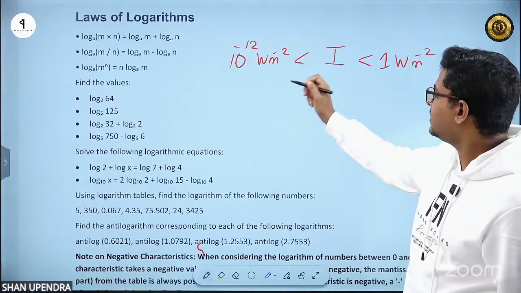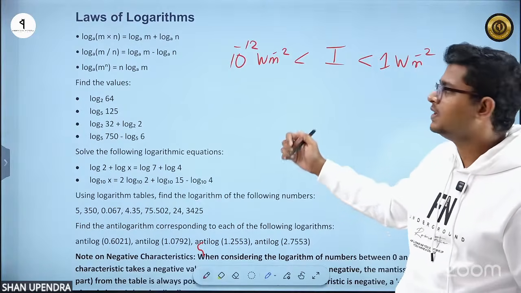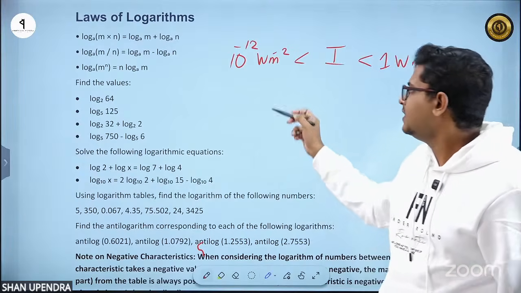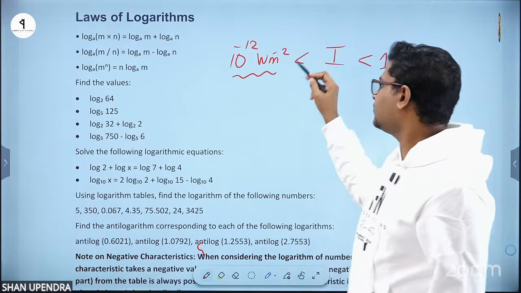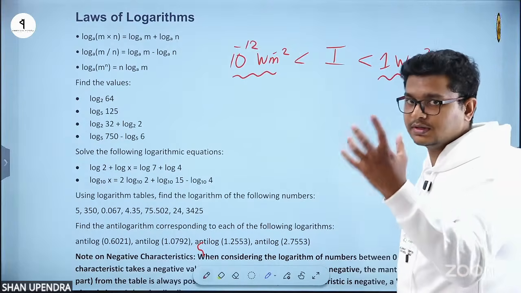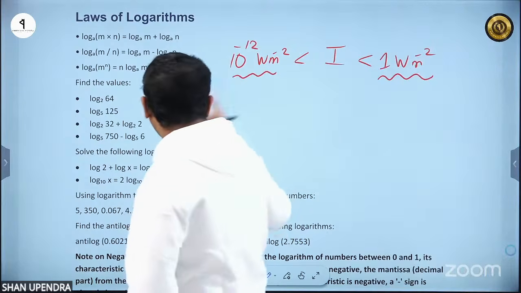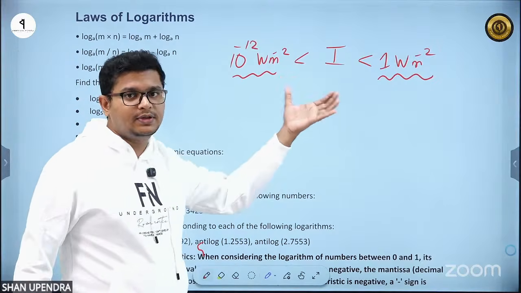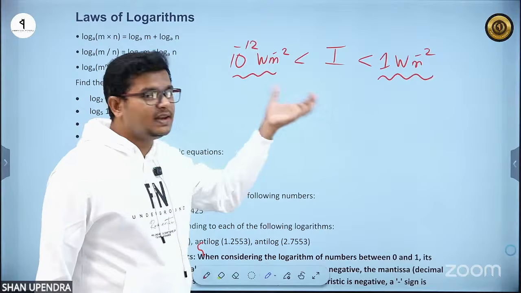These are known as threshold values. We are learning this separately. This one is known as the threshold of hearing. This is the threshold of pain. Threshold of hearing, threshold of pain. So this range is quite high. You can't actually feel it.